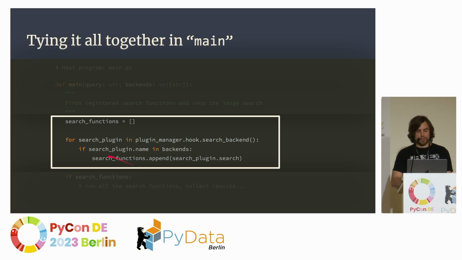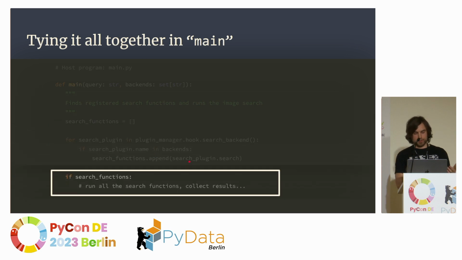And so when we loop through this, we basically are saying, hey search plugin, are you currently configured? Are you in this backend set thing? And then if it is, then we just add that function there, and then later on, we're gonna call it. So that's a really simple example of how to use that in action.